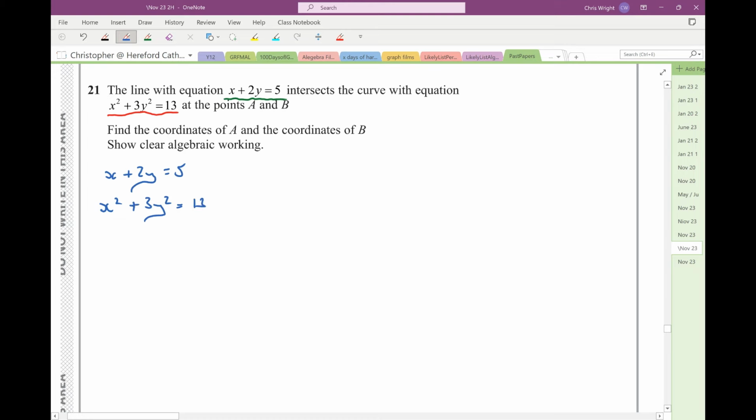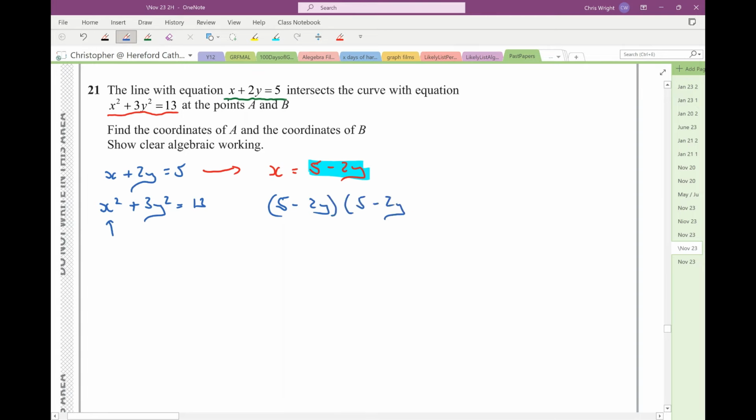Solving simultaneous equations when one is quadratic. Well, generally, we use one of the equations to get an expression for x or for y, and substitute that expression into the second equation. This top equation gives me an expression for x quite easily, just by minusing 2y from both sides. So now I'm going to substitute that expression for x into my second equation. So my second equation, instead of being x squared, it's going to be 5 minus 2y squared.